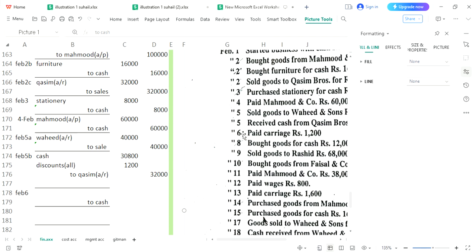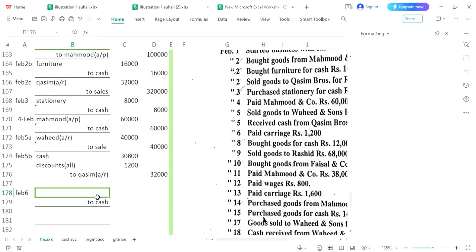February 6, paid carriage for rupees 1200. When you are paying this carriage, carriage is an expense. Expenses should be mentioned on the debit side. So write down carriage over here. Carriage is debited, cash is credited. February 6 was the entry. How much are you paying for it? That is 1200. So put 1200 on the debit side, and you are supposed to write the same amount 1200 on the credit side as well.